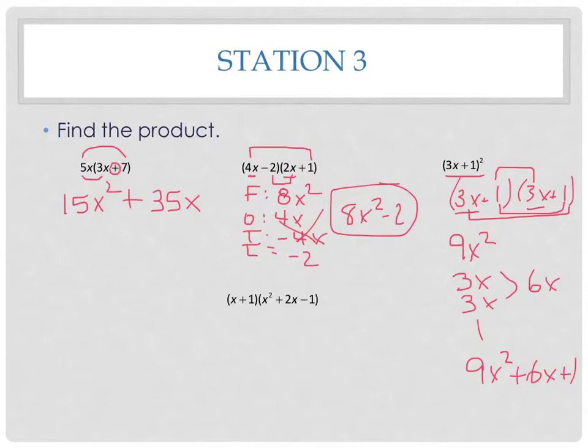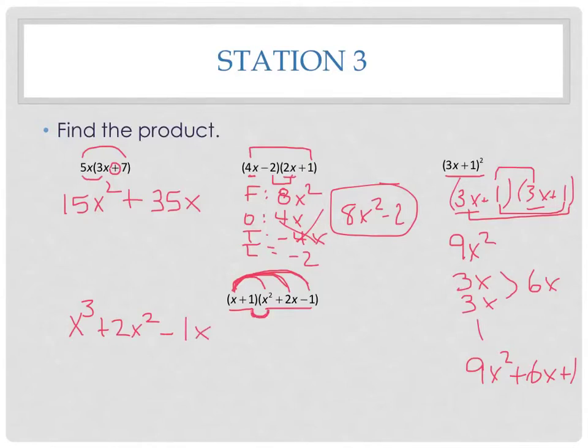The last one is more of a challenging one. I have a binomial here times a trinomial there. So I want to just take a look at distributing. And again, I'm going to distribute the x over all three. So x times x squared would be x cubed. X times positive 2x would be plus 2x squared. And x times a negative 1 would be minus 1x.